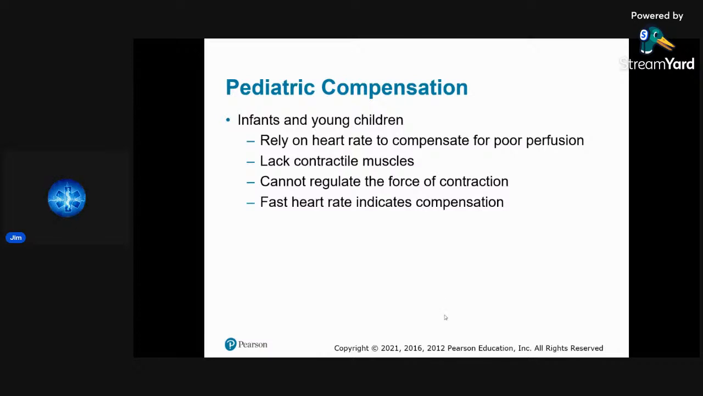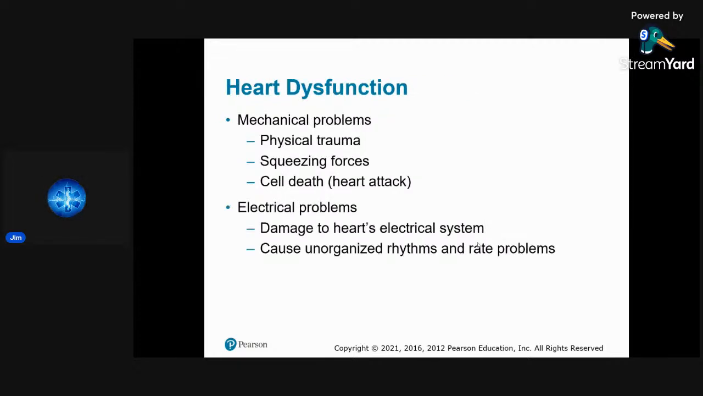Pediatric compromise. Infants and young children rely on heart rate to compensate. So if we start to get poor perfusion or hypoperfusion, the first thing in a child is the heart rate will go up. But there are some issues. They have a lack of contractile muscle, so the heart's not fully developed and may not be as strong. They can't regulate this contraction. A fast heart rate will indicate compromise or compensation, that they may be in a form of compensating shock. We'll talk about that in a little bit.